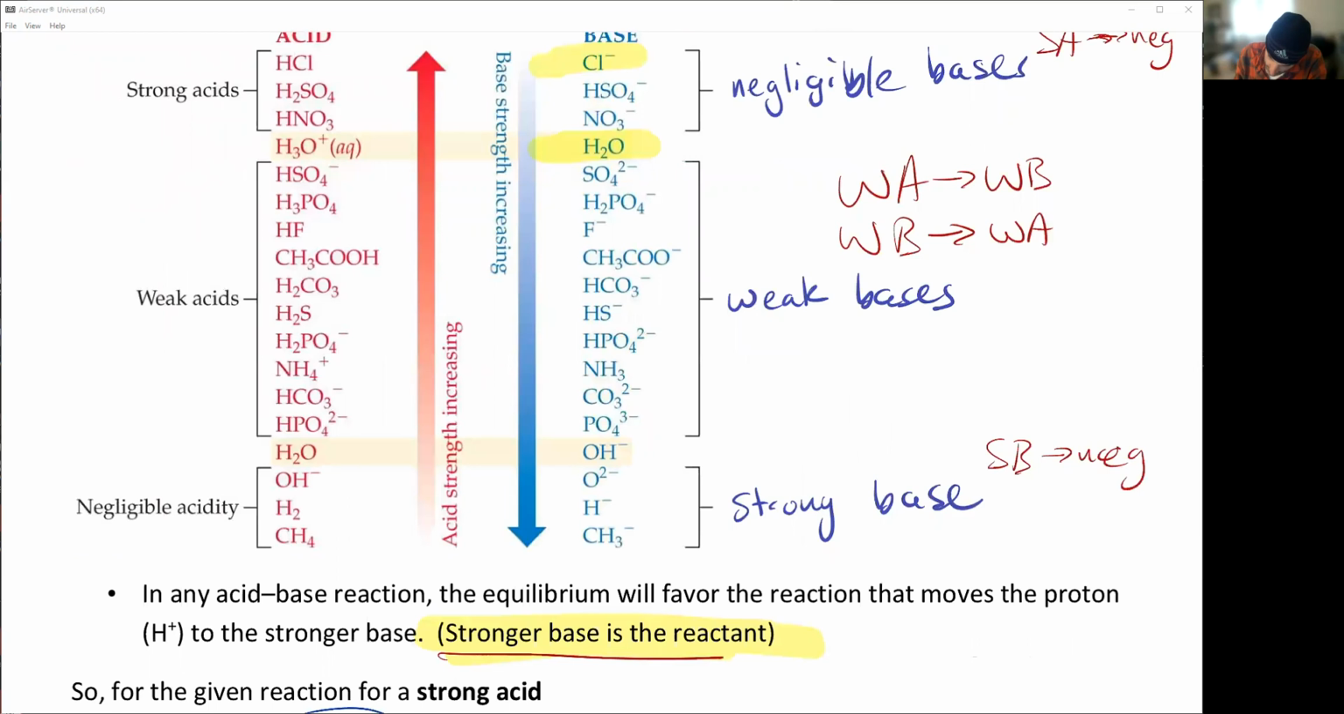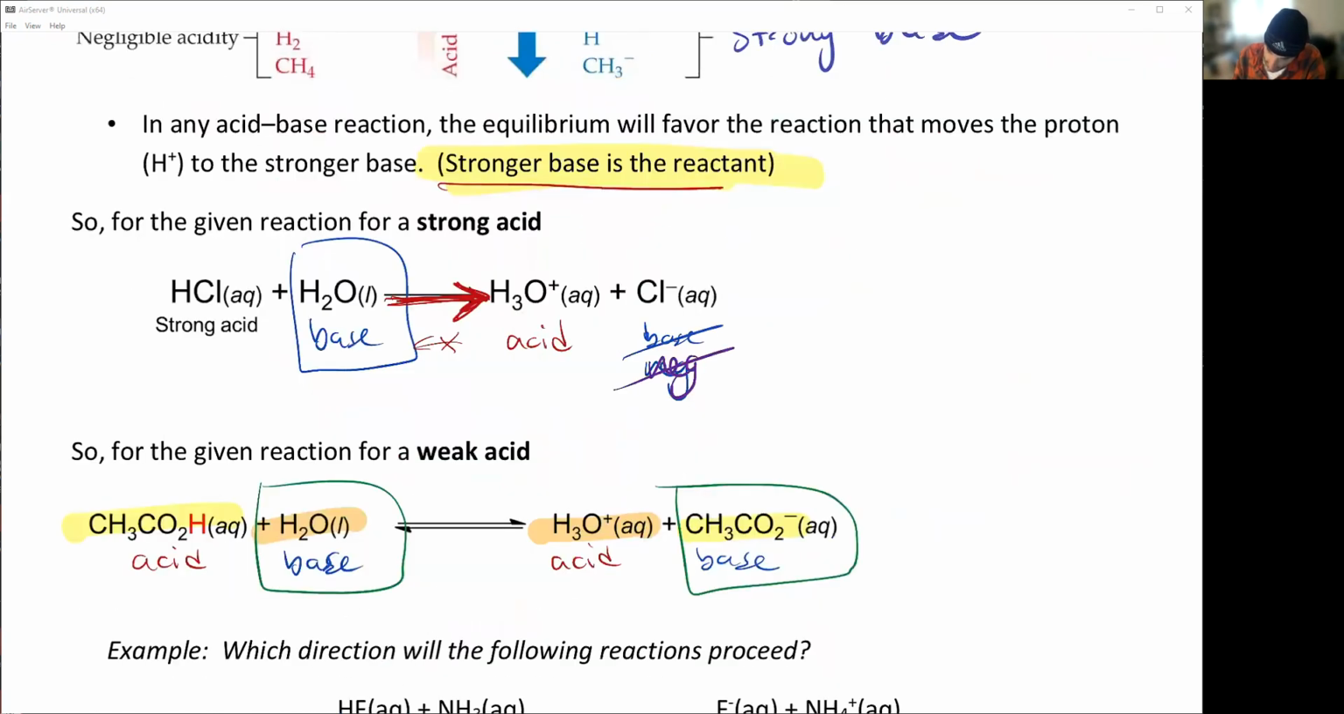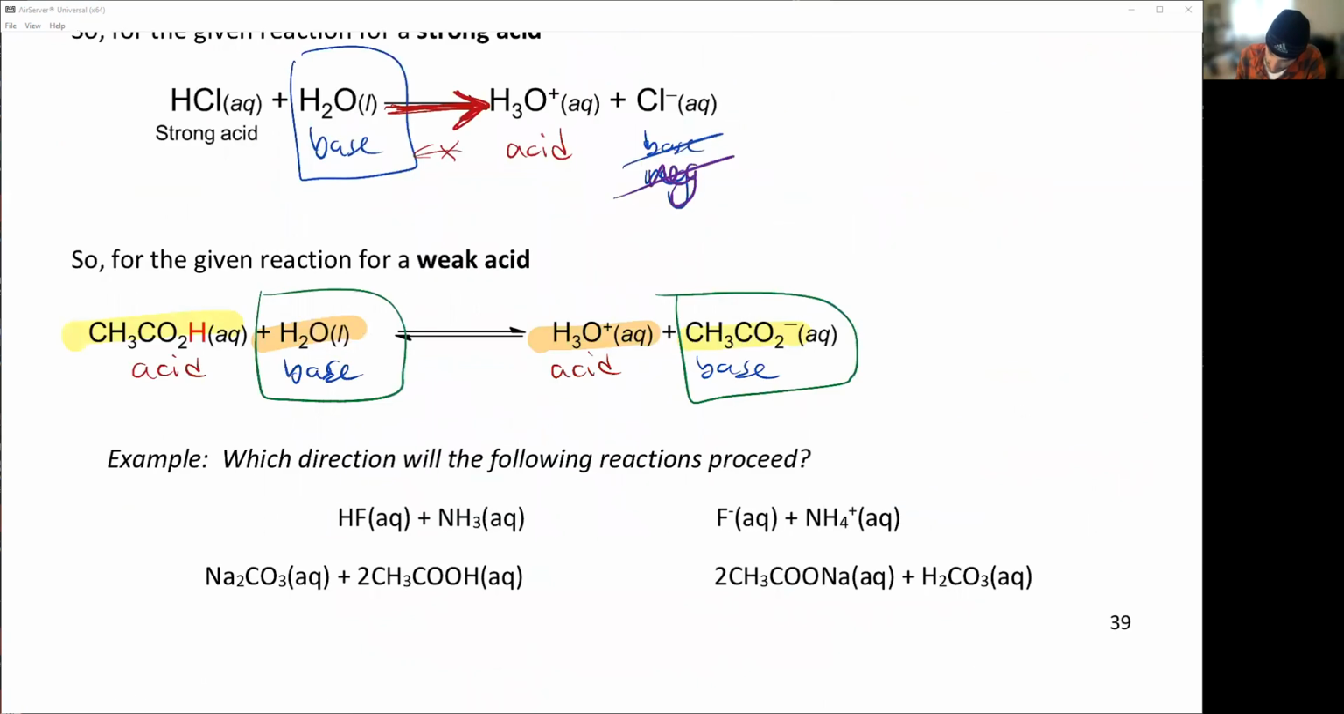So looking at these, that is my first base and water is my second. Which is the stronger base? The CH3COO minus. Just a quick aside, that is acetate. Acetate is the stronger base. Because acetate is the stronger base, we're going to see a preference in the direction of that as the reactant.